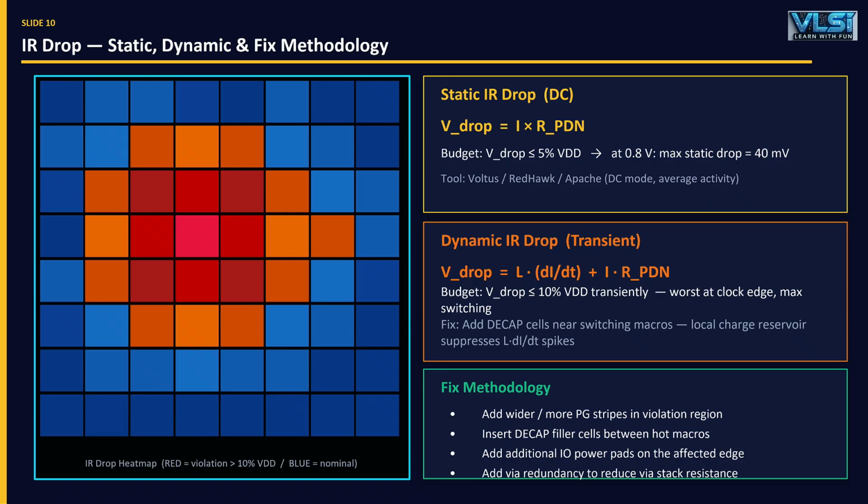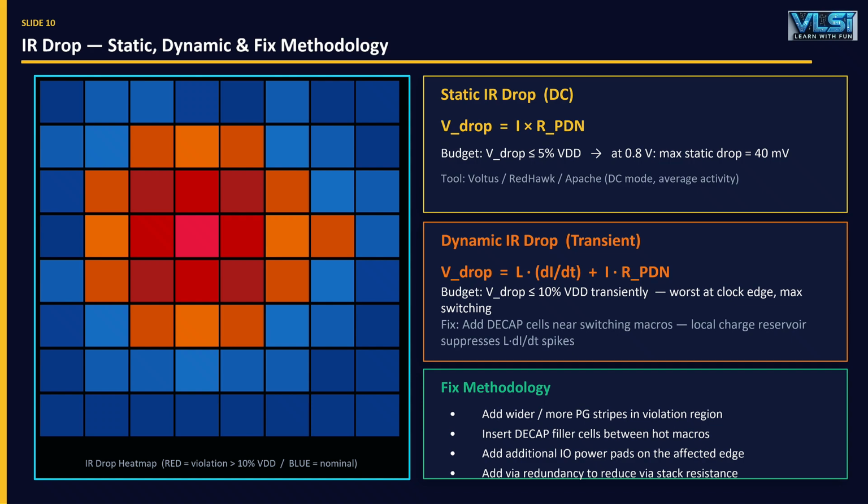Now there are two types. Static IR drop. This happens due to average current flow. Dynamic IR drop. This happens during sudden switching, like when thousands of gates switch at once. This is more dangerous because it creates sudden voltage dips. Now what happens if voltage drops too much? Transistors slow down, timing fails, logic behaves unpredictably. Worst case, the chip crashes.